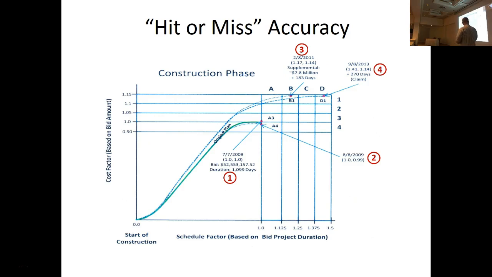And then on September 8th, 2013, a couple years later, there was a claim that was filed, and the contractor was given additional time for the project. So now the project actually finished out here at about 1.41 on the schedule, 1.14 on the cost, and the shape changed. So this is really the problem that we faced in trying to help the DOT come up with a better predictive model for the payout shape of the project.